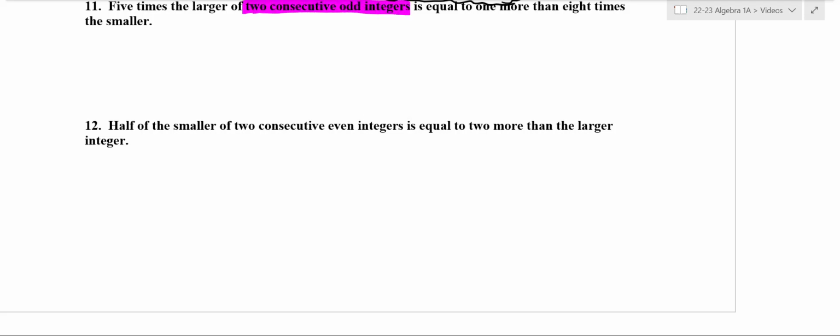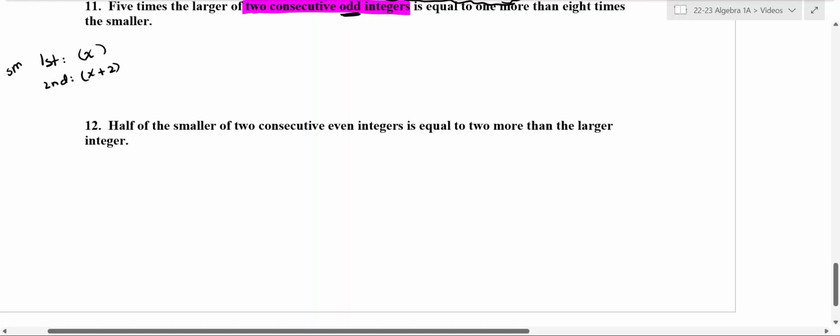All right, let's focus. We need 2 consecutive odd integers. So that means the first one is going to be x, and the second one, they're odd, okay? So they're going to change by 2's. And we need to identify which one's the larger one and which one's the smallest. So this is the smallest one, this is the larger one.